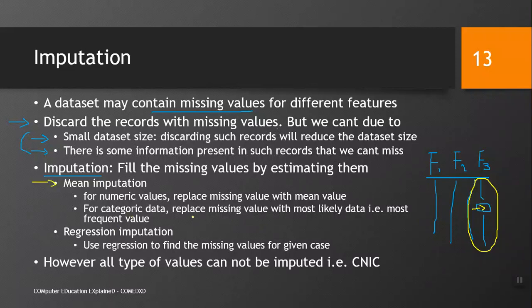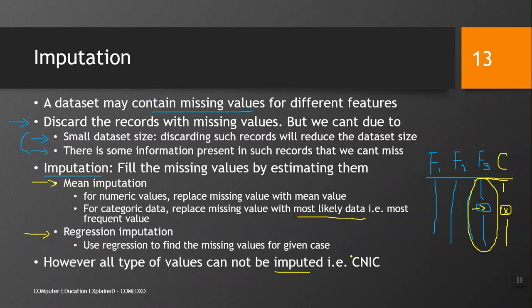For categorical data, we will replace the missing value with the most likely value. For example, if we have a field called car, and there are 3 types of cars, if the value of car is missing, we will see which value of car occurs most often in that feature column. The most occurring value of the car would be placed here. And another approach is regression imputation. We will use regression to find the missing value for a given case, and we know how regression could be calculated.